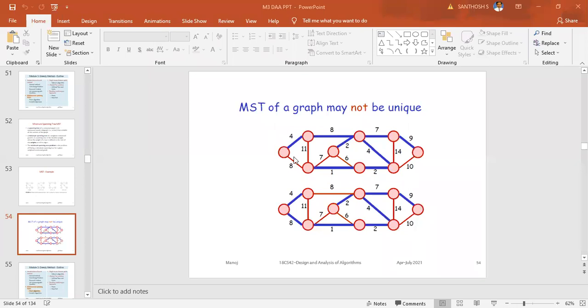Can you check? 1, 2, 3, 4, then 5, 6, 7. Up to here, all the nodes are visited. After that, again, which are not visited? This one is also visited. From here, you have to go from this node. 9 is there, 14 is there. Which is the shortest path? It is 9. So you have to visit all the nodes and find the minimum cost.